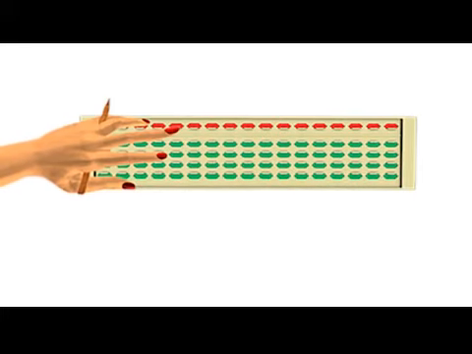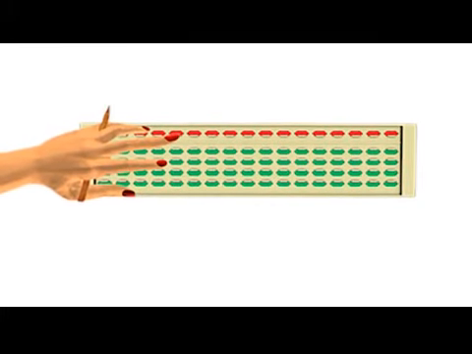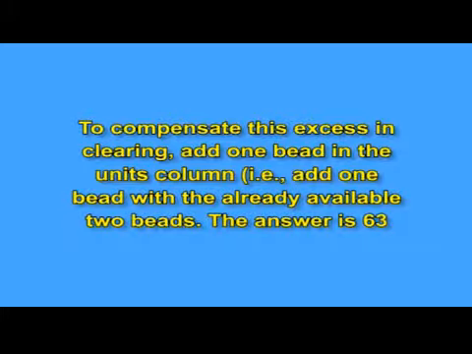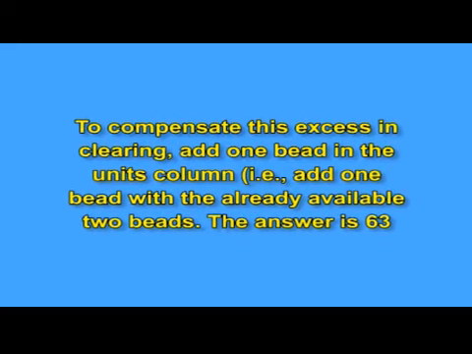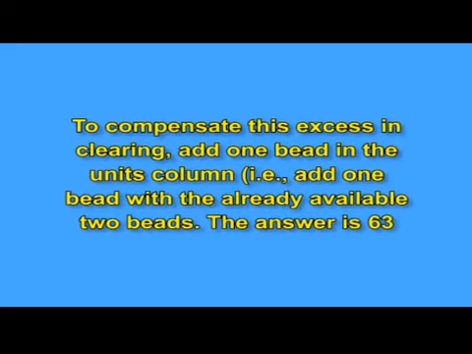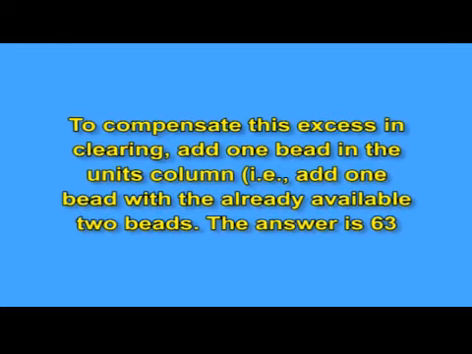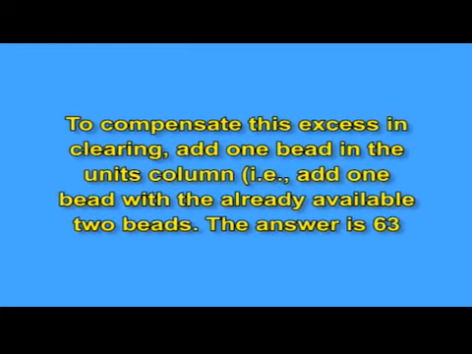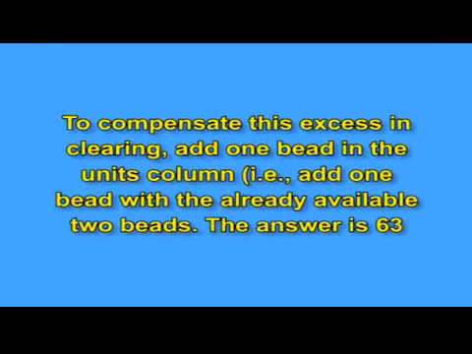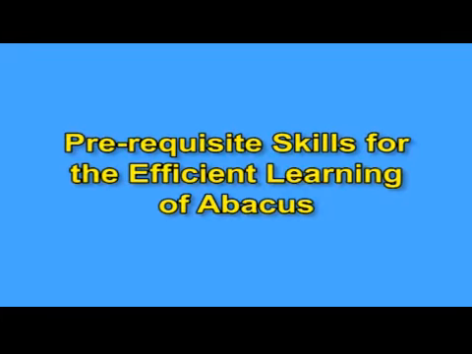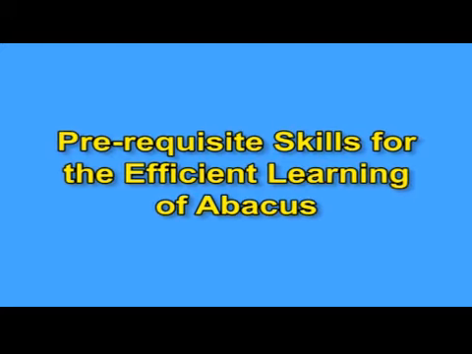With the help of your left hand, clear 1 bead in the tens column. To compensate for this excess in clearing, add 1 bead in the units column, that is, add 1 bead to the already available 2 beads. The answer is 63. Next, we will see what are the prerequisite skills for the efficient learning of abacus.